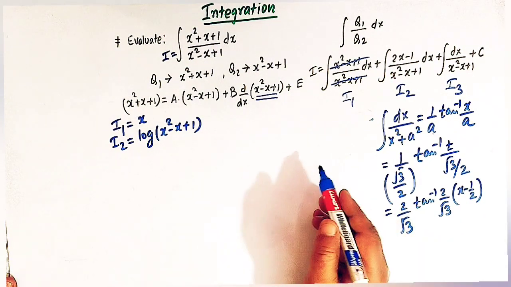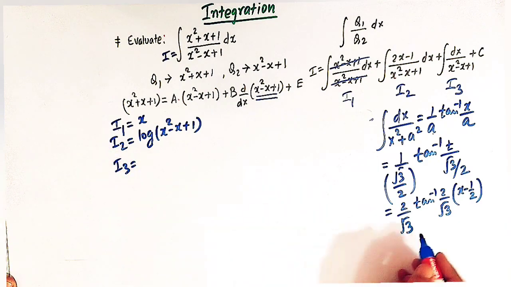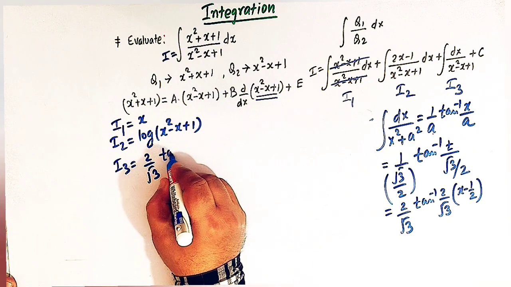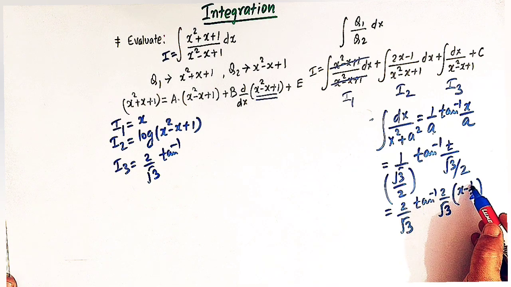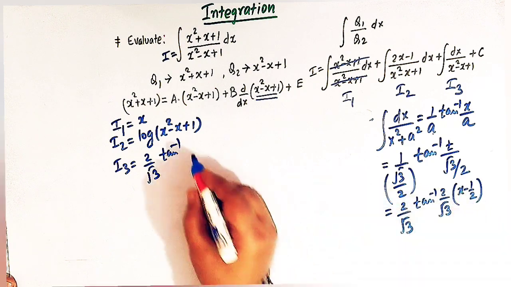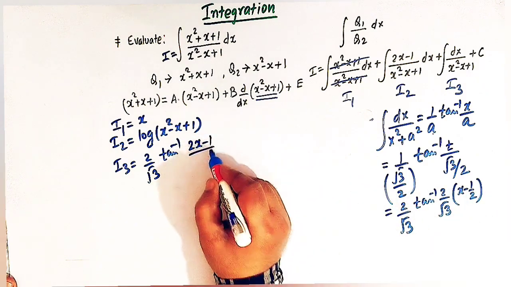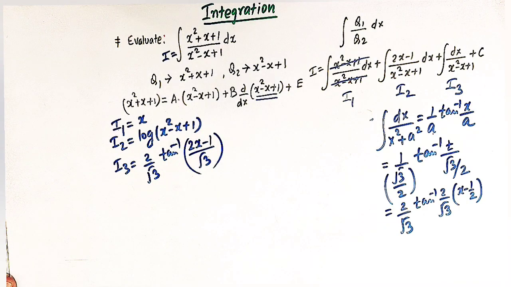So the value of this integral I3 is given by 2 over square root of 3 times tan inverse, and if we multiply these two numbers by 2, we have 2x minus 1 in the numerator, and in the denominator we have square root of 3, right?